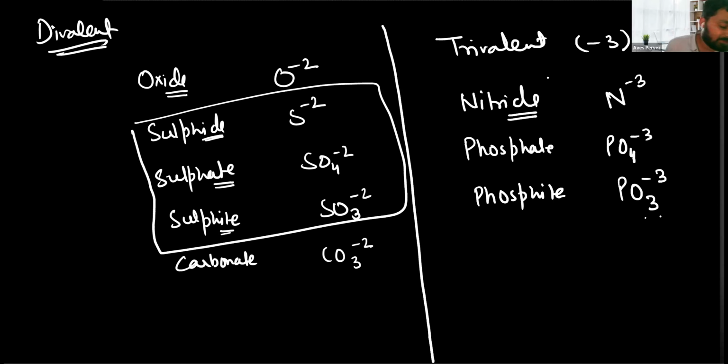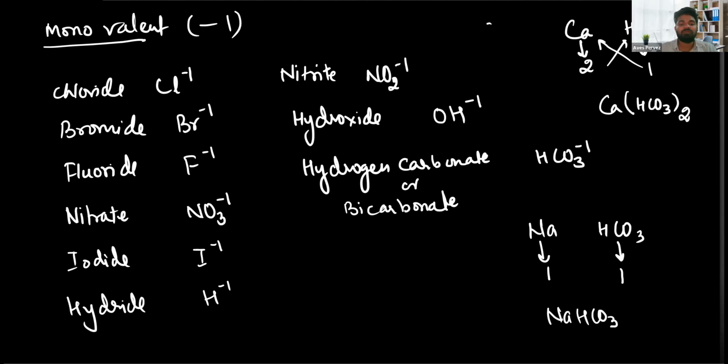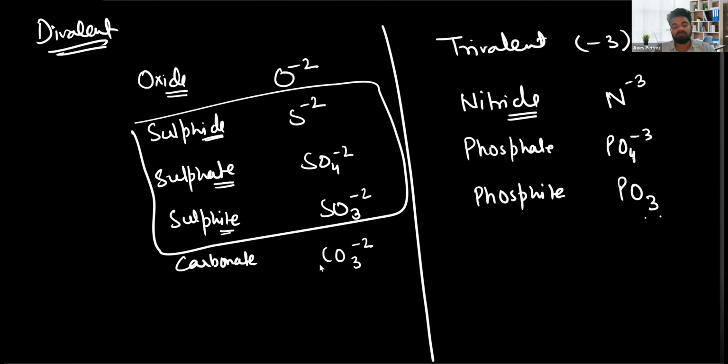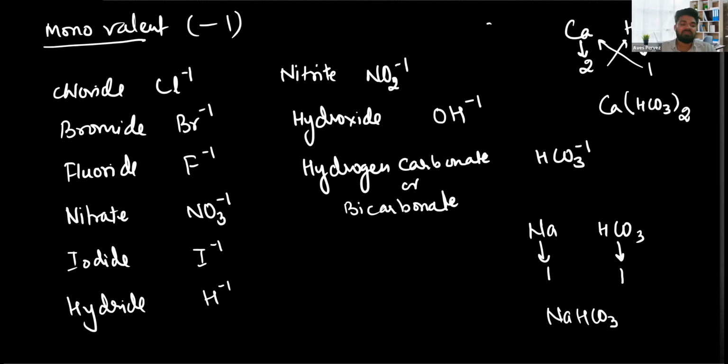Done? Okay, so let's move further, dear students. So now we have written this one. Here I have missed one, so you have to write it here. That is the last one: ethanoate or acetate ion. This is the acetate ion.